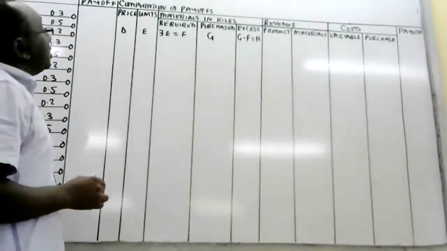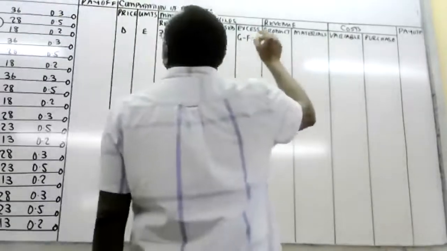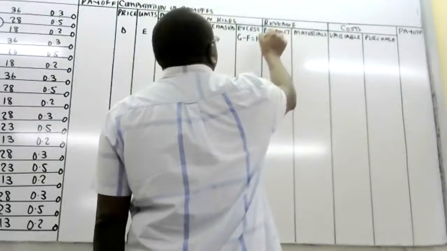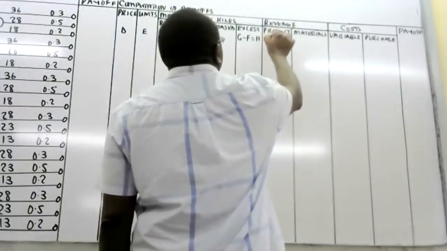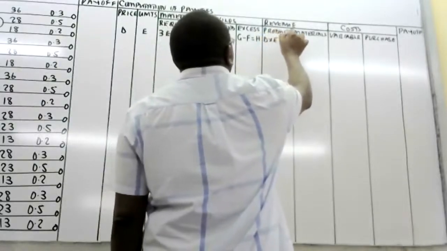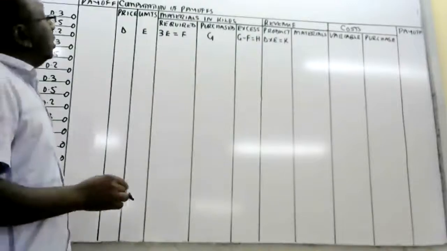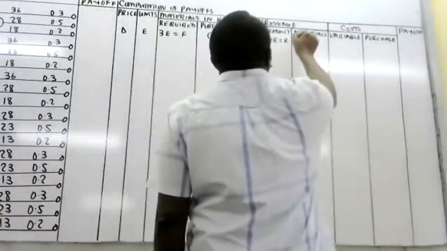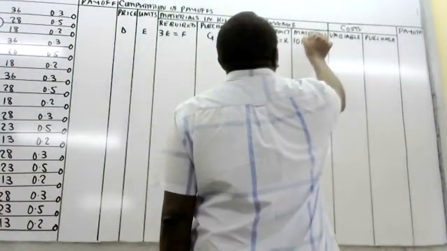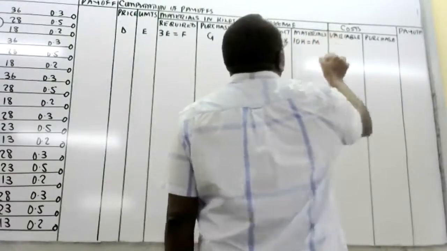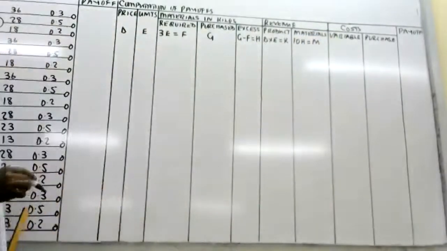Now the revenue from the product will be D times E, and you can call it K. Then for the material, we are told each kilo in excess will be sold at 10 shillings. So it is going to be 10H, you can call it M.